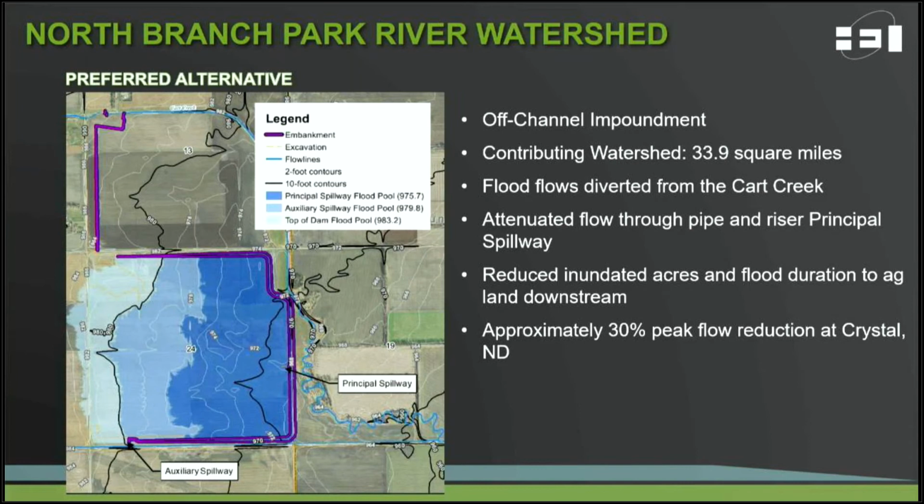It provides quite a bit of flood damage reduction benefit to the watershed. For the community of Crystal, which has a major flood issue, this would reduce the 100-year peak discharges by about 30% within that community, as well as reduce both the overall acres of ag inundation and the duration of water that's on ag land itself.